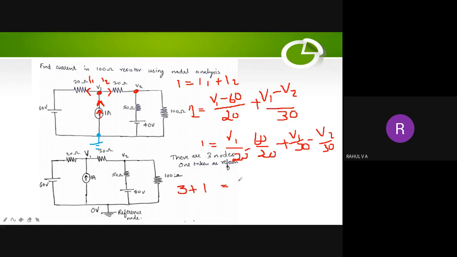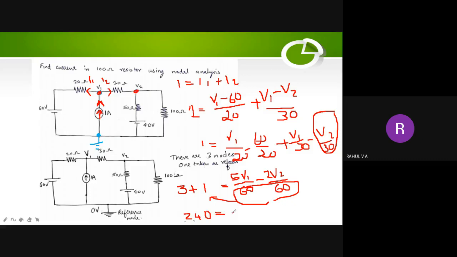So 3 plus 1. Then V1 by 20 and V1 by 30 we have. So if you convert into a common denominator, it is 5V1 by 60 minus this third term, that is V2 divided by 30. Also you can convert into denominator 60, so that it will become 2V2 divided by 60. Now we can simplify. This is actually 4 into 60. I have taken this side. So 4 into 60 is 240. 240 is equal to 5V1 minus 2V2. That is your equation number 1.